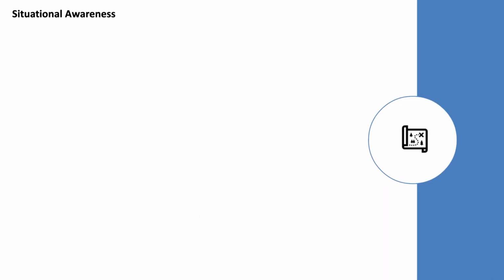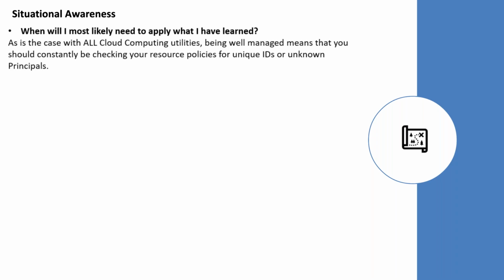Okay, so I touched on this a little bit. This is where things are going to get a little bit more interesting. So let's talk about where I would most likely apply what I've learned today. And there's going to be a little bit more learning, so we're not completely through the woods yet. But like I mentioned, with all cloud computing utilities, being well managed means that you're constantly checking your resource policies for unique IDs or unknown principals.